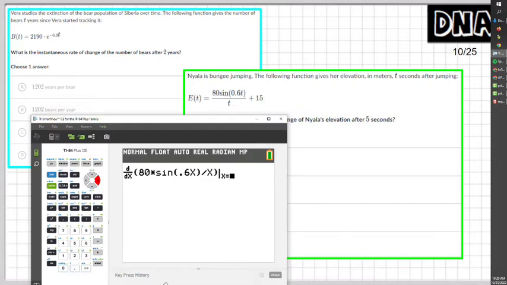Oops, I forgot something. Did you guys see what I forgot? I forgot the plus 15. Wouldn't that go to the bottom or no? No, it will not go to the bottom. That's a good question.